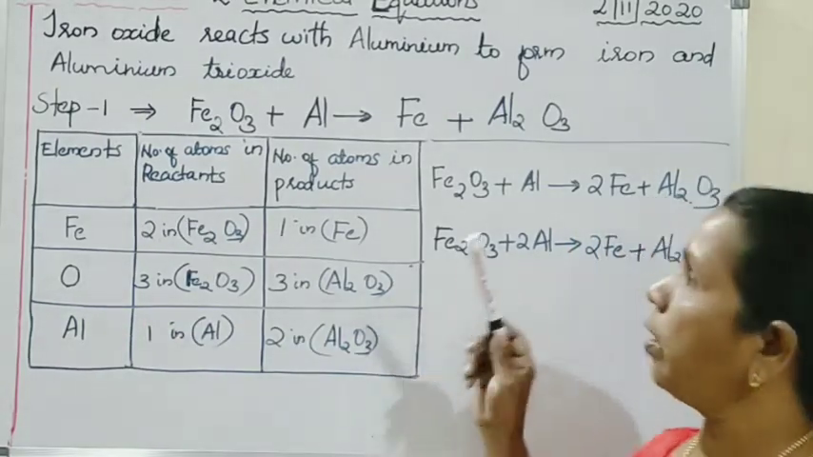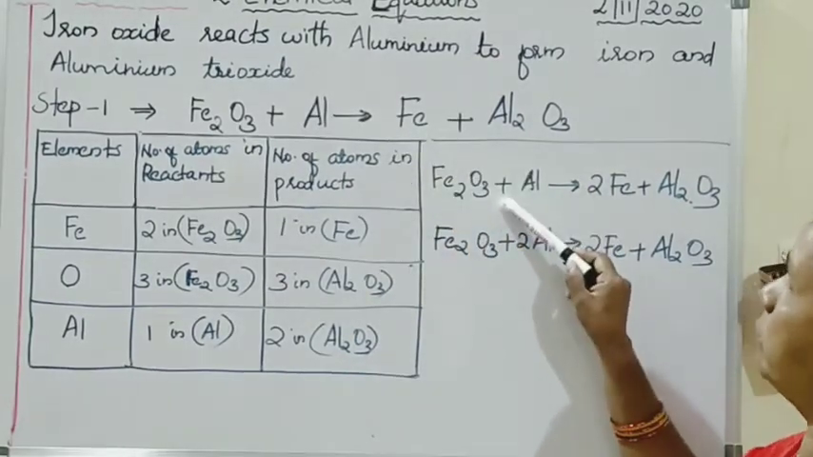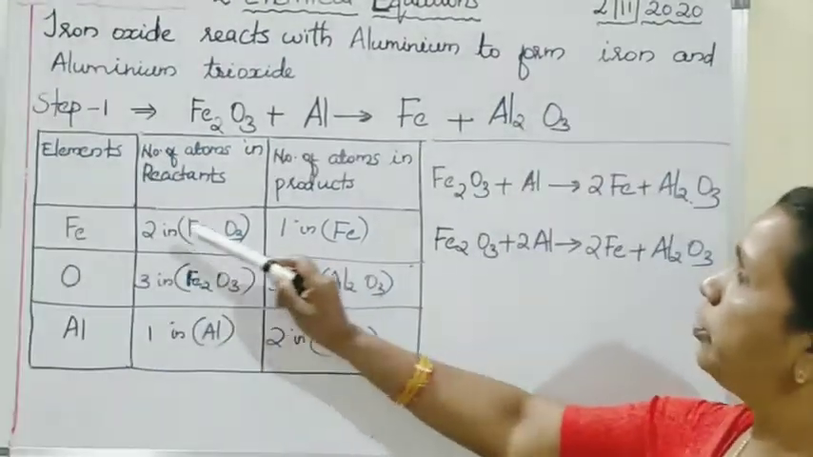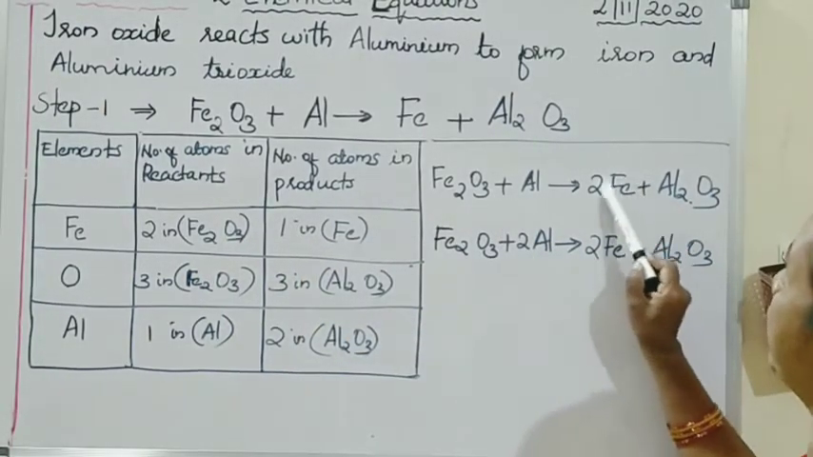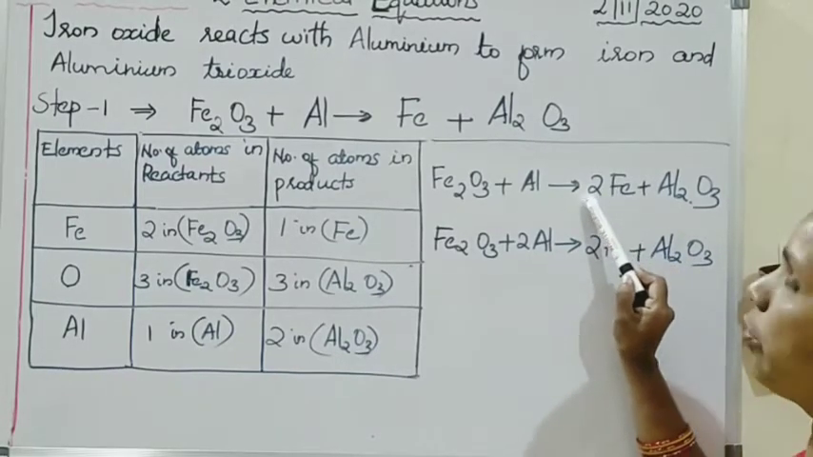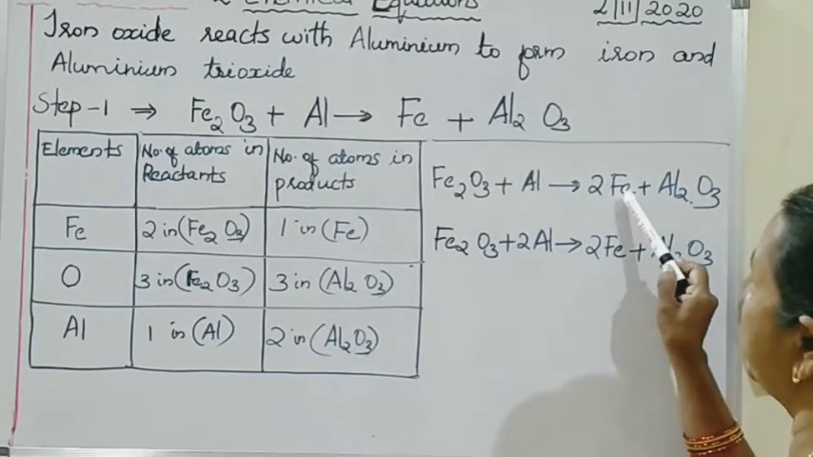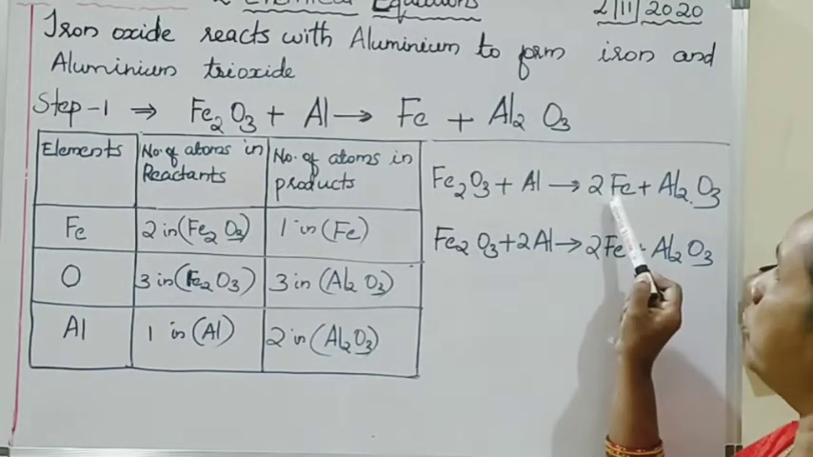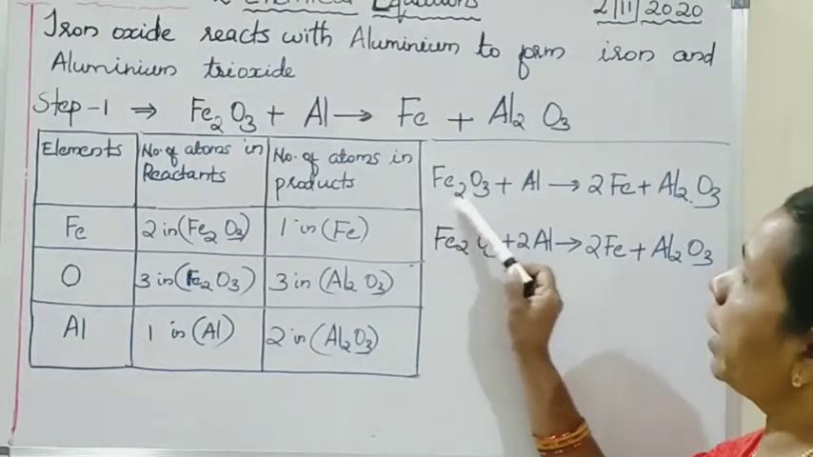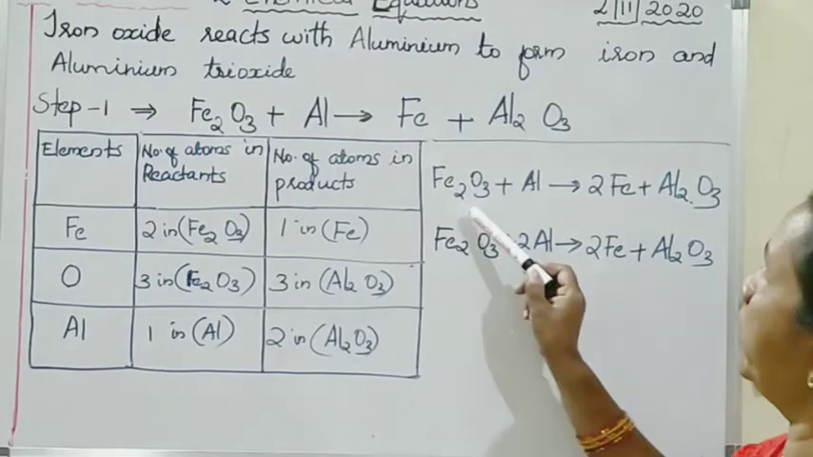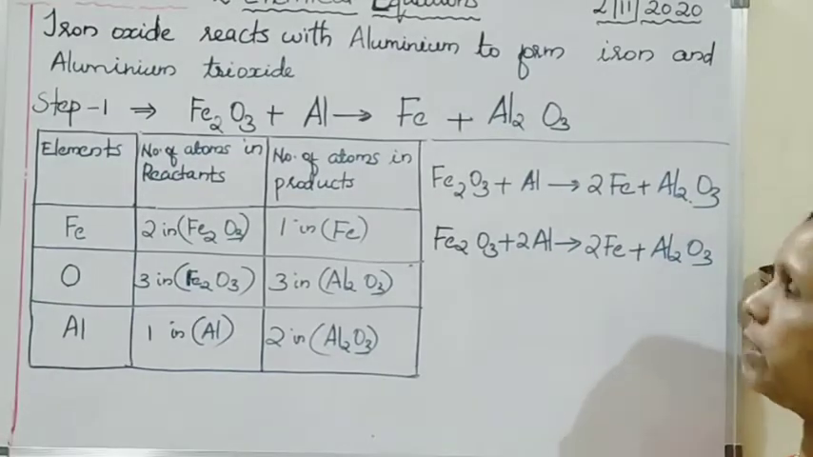Now we will balance the equation. First we take the Fe2 in Fe2O3, which means 2 iron atoms, but on the product side only one Fe is there. Therefore we have to put the coefficient 2. Now we have 2 Fe on the RHS, and on the LHS also 2 iron atoms are there. Oxygen is already balanced: here 3, here also 3.